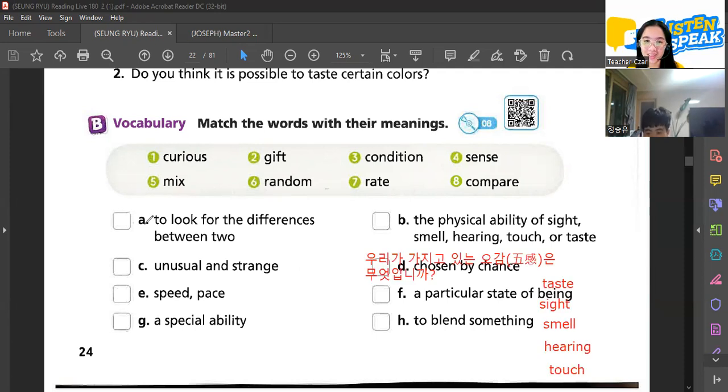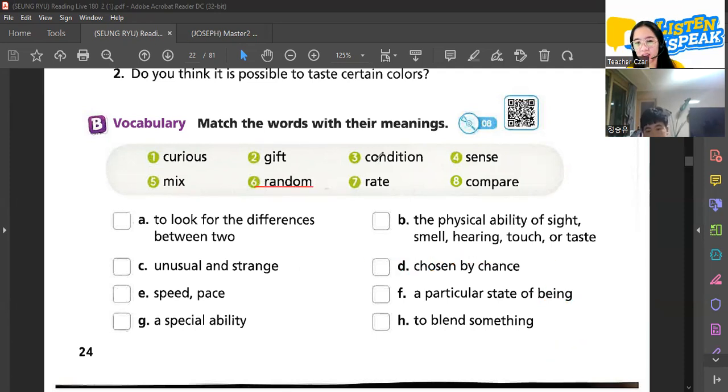Okay, next one is rate, or for example, after running so fast, my heart rate is so fast, or beats so fast. Sense, our five senses. And compare, or to look for the difference of two objects. Compare two things, like for example, compare cats and dogs. Do you have any more questions about the words?